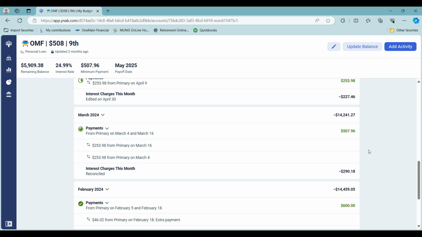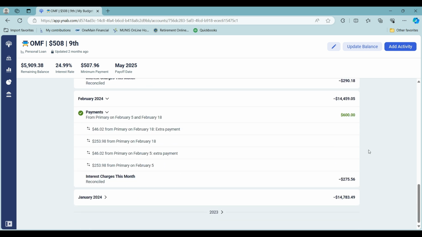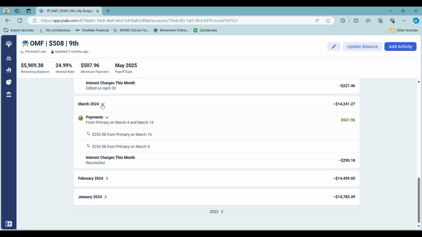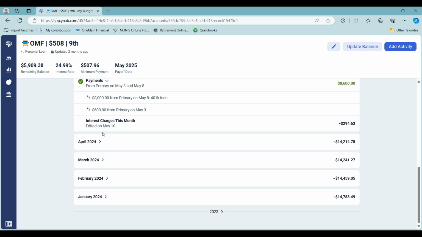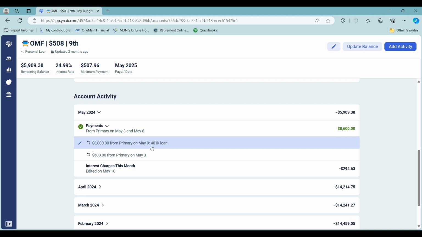I'm going to go one more step. In the month of February, I made 3 payments, and I did 2 additional payments, as you could see here. $600 was the total amount of payments that I made. They took almost $300 of that in interest. So I wasn't making any kind of headway. All the monies that I was throwing towards this loan was basically going into the interest.